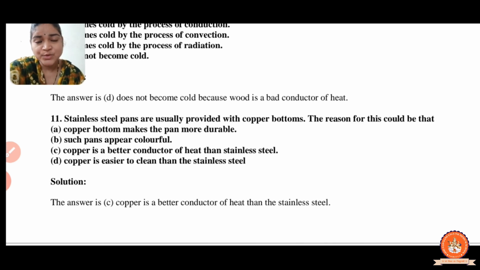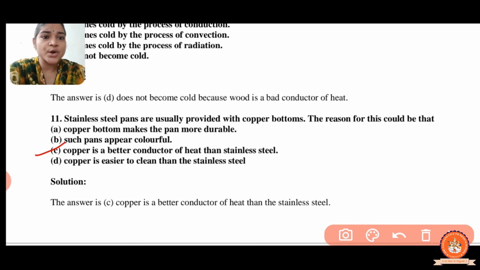You know very well that copper is a good conductor of heat and electricity. Here copper is a good conductor of heat as compared to stainless steel. So that's why the bottom is made of copper. So which option is right? Copper is a better conductor of heat than stainless steel. That's why the bottom is made with copper, right?